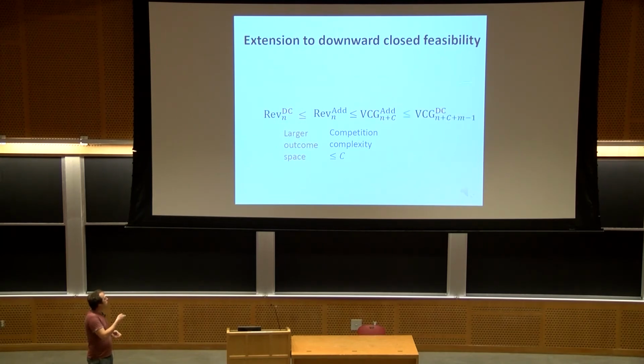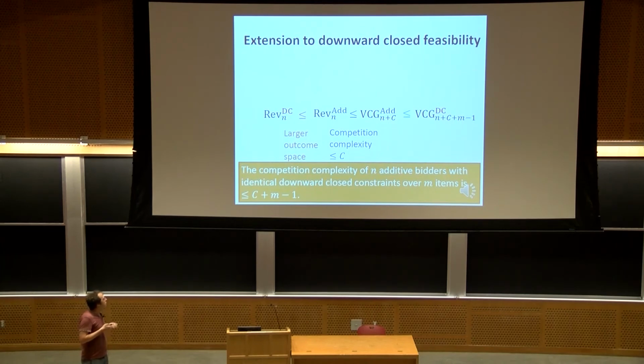And if we show this inequality, which means that if we compare VCG for additive bidders with VCG for down-closed bidders with additional n-1 bidders, then we get more revenue for the down-closed setting. Then if we look at the two endpoints of the inequalities, we get that if we add C plus n-1 bidders and run VCG, then we get more than the optimal revenue of the original setting. And this gives us that the computation complexity is also bounded by C plus n-1.